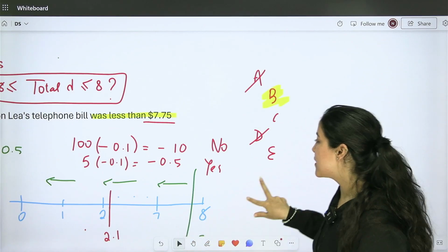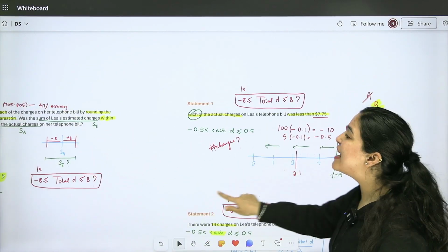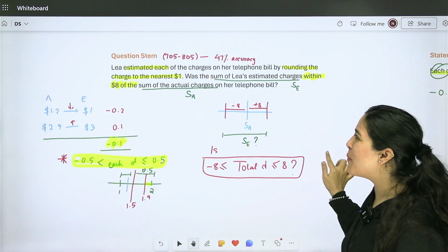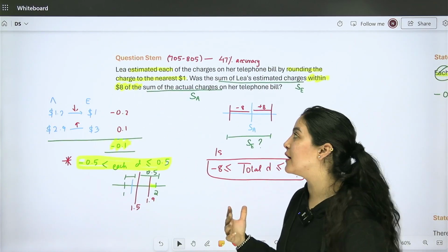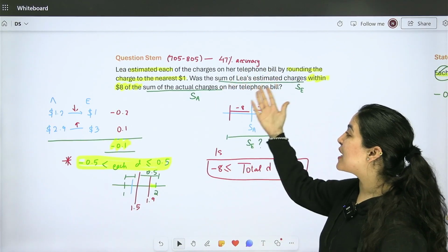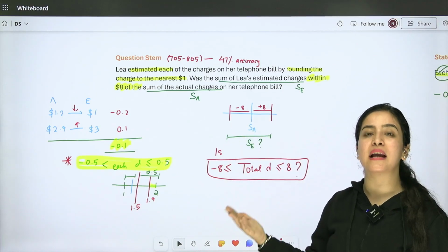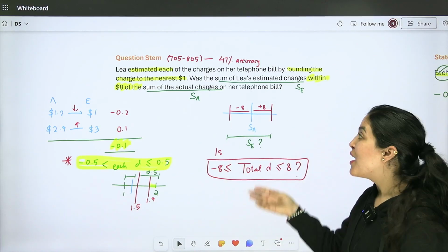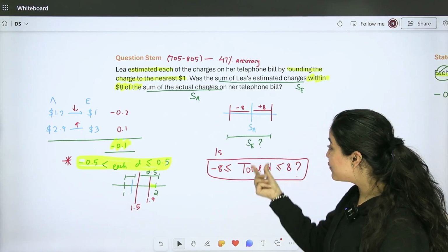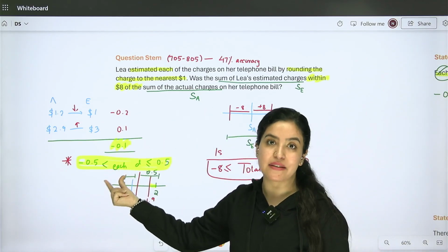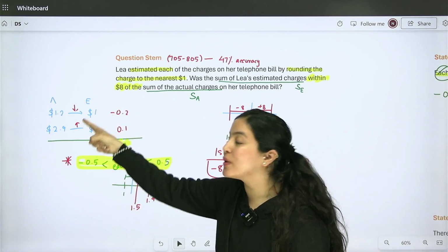Very, very interesting question because there were so many layers that it had. It wasn't just a very simple thing to do, so much to understand, so much to infer here. We really deep dived into what is this difference that I'm talking about. What does within $8 even mean? Where that $8 itself was not alone. It was made up of multiple small deviations, which we saw through an example.